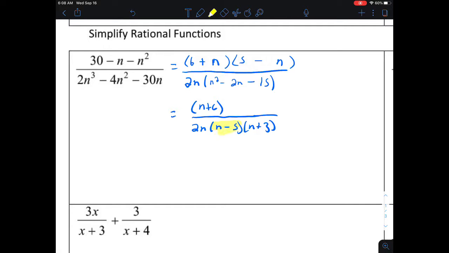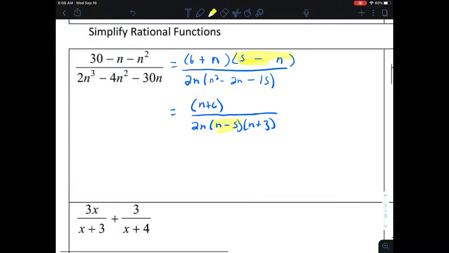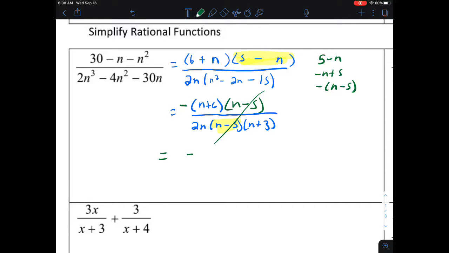Now notice we have n minus 5 here, and in the numerator we have 5 minus n. Do a little algebra manipulation. Now 5 minus n is the same thing as negative n plus 5, and I could pull a negative off of that and make negative 1 times n minus 5. And so I'm going to put that negative in front of the n plus 6, and I'd have my n minus 5 here. Now I can get them to cancel. And so we simplify it, not much, but it simplifies to negative 1 times n plus 6 over 2n times n plus 3.